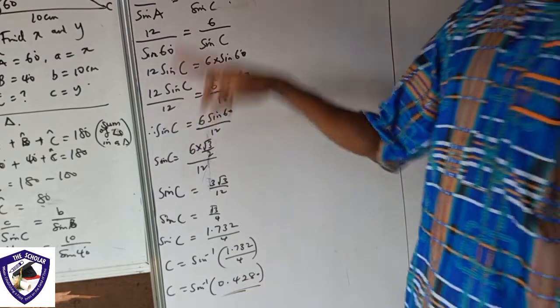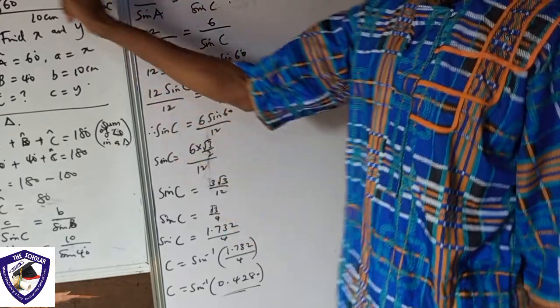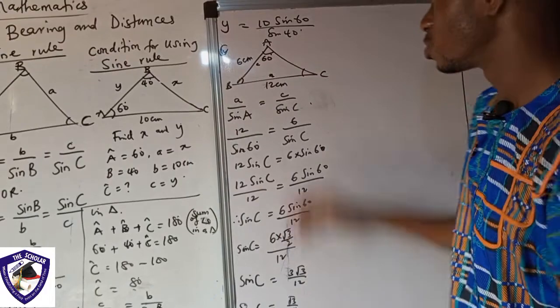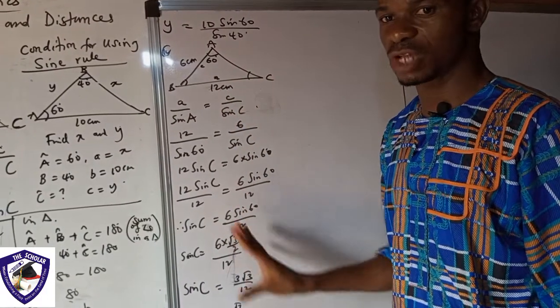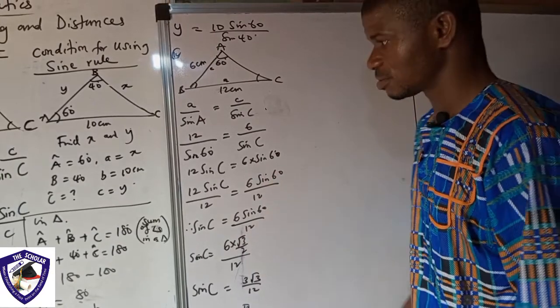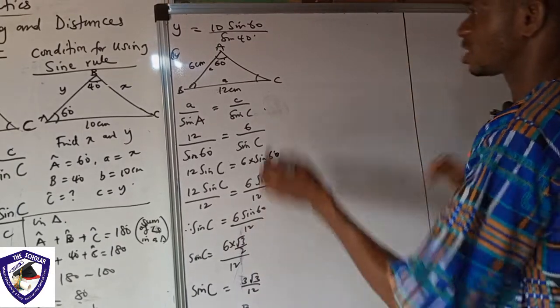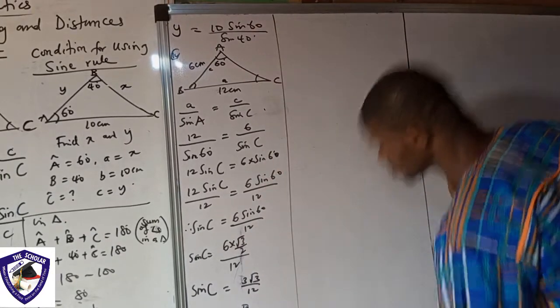So the two conditions for using sine rule are: number 1, when two angles and one side are given; number 2, when two sides and one angle are given. Then you should know that you have to use sine rule. I hope that is clear. Let's go to cosine rule.